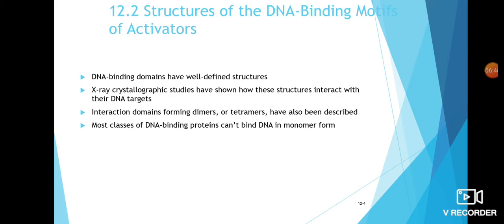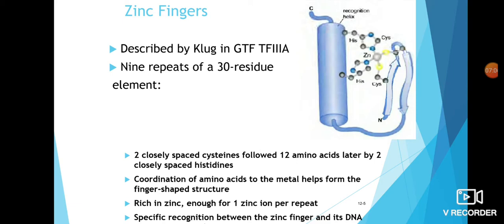Now coming to the structure of DNA binding motifs of activators. Mainly X-ray crystallographic studies have shown the different structures, their particular model, whether it comes as a dimer or tetramer, been described. Most classes of DNA binding proteins can't bind DNA in a monomer form. You will see most of them are coming as a dimeric form.